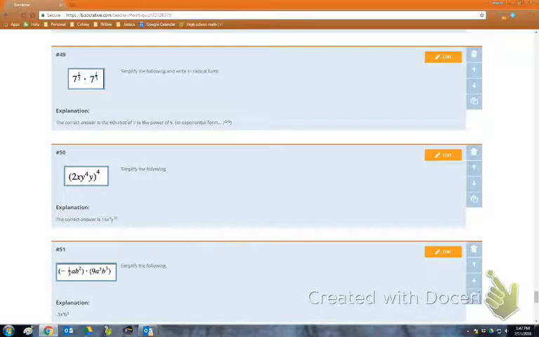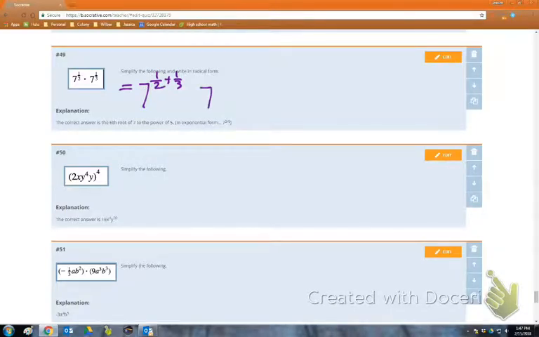Here's some review from rational exponents. So remember, using the product property, 7 to the 1/2 times 7 to the 1/3, we add the exponents. That would be 7 to the 1/2 plus 1/3. You would need a common denominator, so this first fraction I can multiply by 3/3.